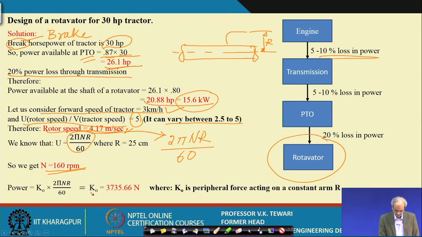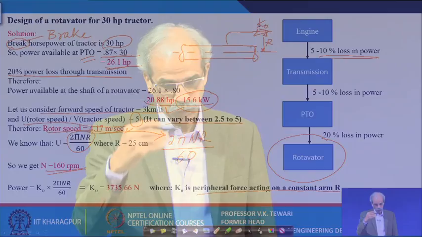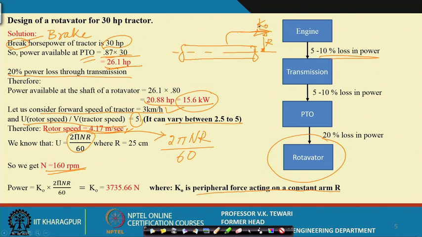So, we can get the value of K0, which is the peripheral force constant, at a constant arm length of r. This is the one where we need to know what forces will be encountered by the blade. There will be torsional forces, there will be bending forces. Those will have to be found out in order to actually design, and say that the design is safe and the rotavator is designed.